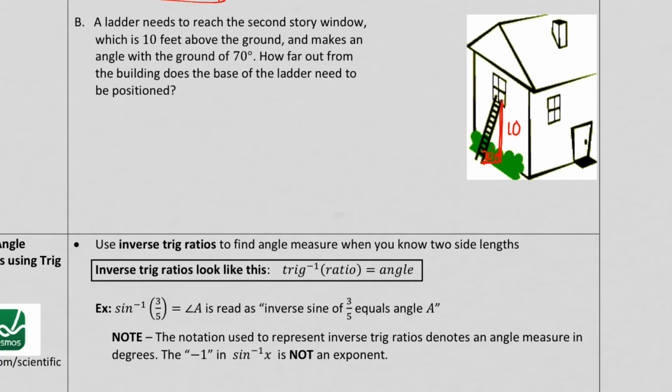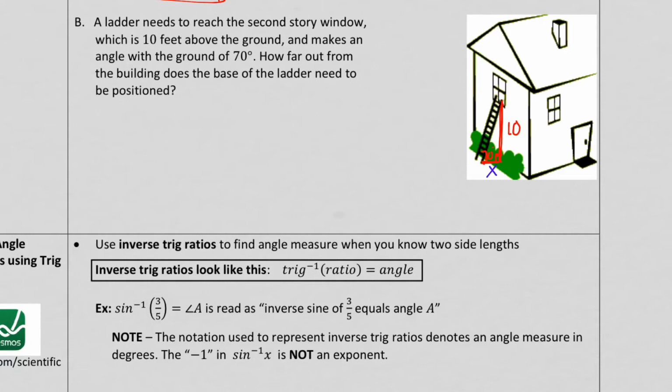And then it asks you, how far out from the building does the ladder have to be positioned? So in this case, I want to find out how far this ladder is away from the building. So what is this side length? I'll put this in blue so you can see it better. I'm looking for this side length.